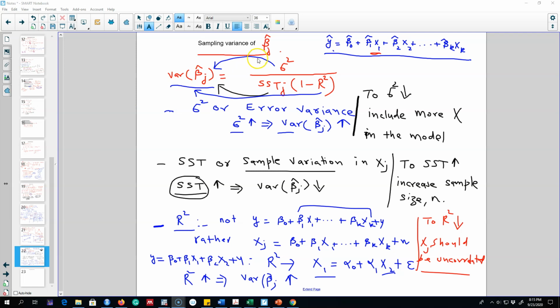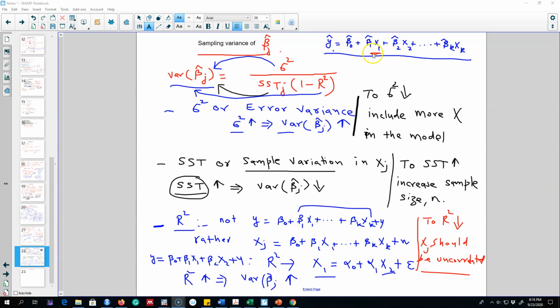And we saw that in order to decrease the variance of any beta parameter, to get more precise estimates of these beta coefficients, we have to decrease sigma squared, that is the error variance. We have to increase the sample variation in the explanatory variables by increasing the number of observations in our sample. Or we have to decrease the correlation between these x variables on the right hand side, and if we do any of these three, we'll get a minimum variance.